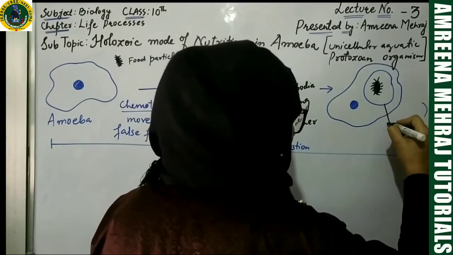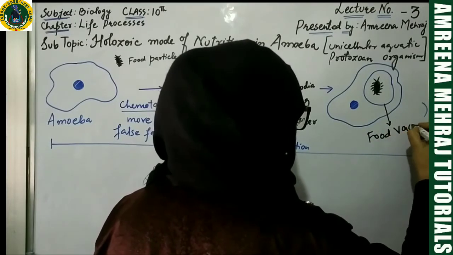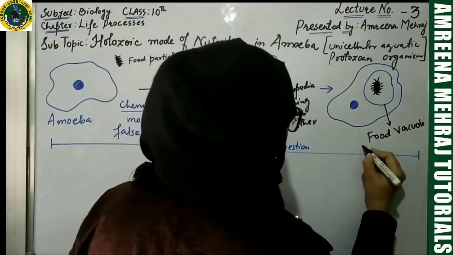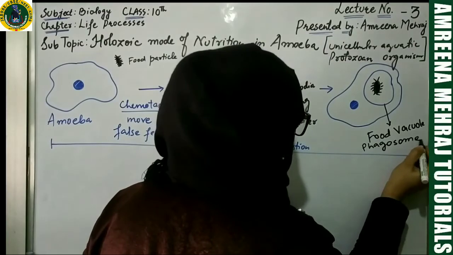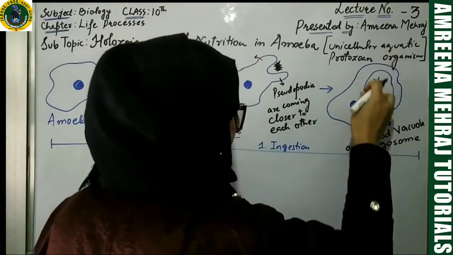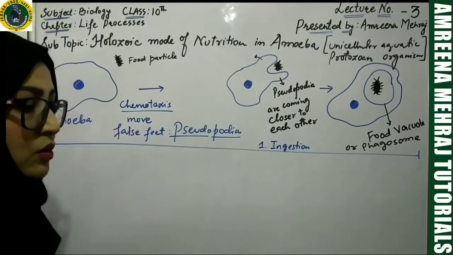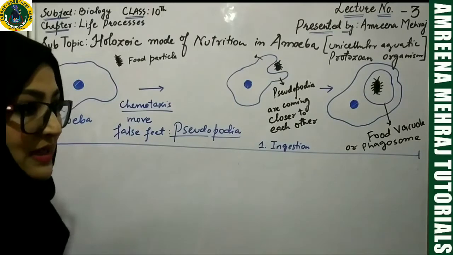That's why this structure is given the name food vacuole. What is it given the name? Food vacuole, or we call it a phagosome. Okay, this vesicle with the food particle is called the phagosome or food vacuole. Even you call this process phagocytosis.